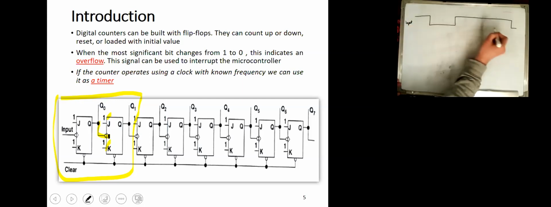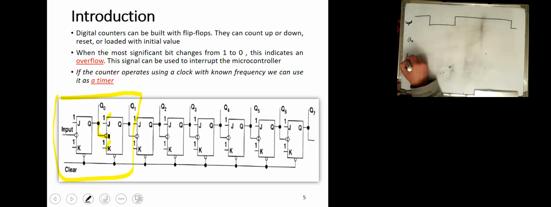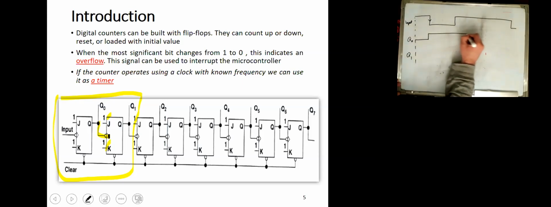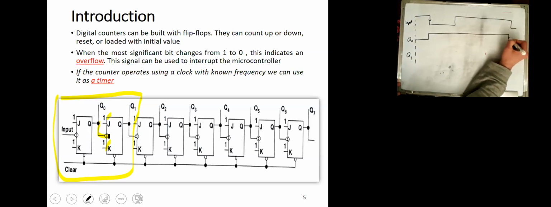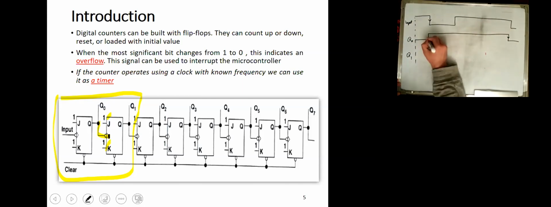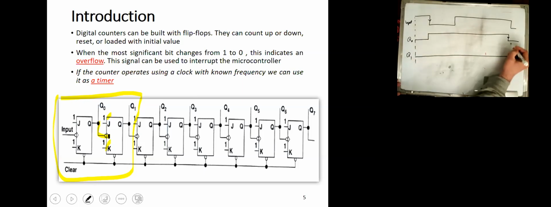So the input is not a periodic square wave. So what will be Q0 and Q1? Basically Q0 will complement on every falling edge in our circuit. So it will be something like this, then it will be something like this. Now Q1, initially let's say it's 0, so it will stay 0 until there is a rising edge or a falling edge on Q0. This is the trigger for Q1.